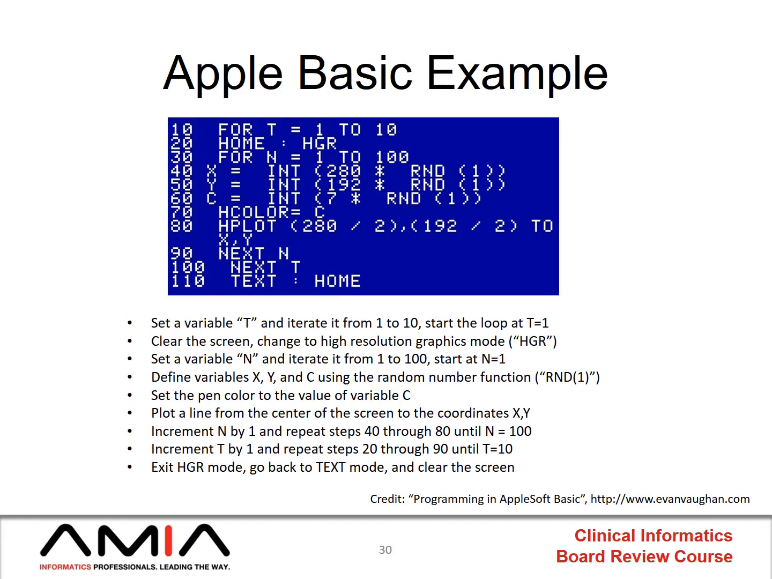And this one's even bigger. This is for n equals 1 to 100. So something's going to happen 100 times, and then something on the outside is going to happen 10 times. Line 40 and 50 and 60, I'm going to define three variables.